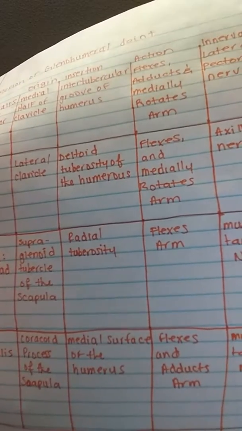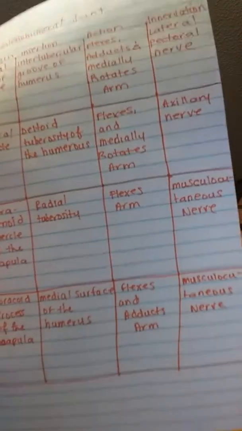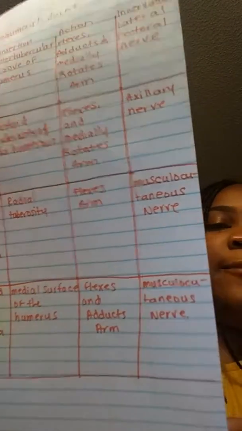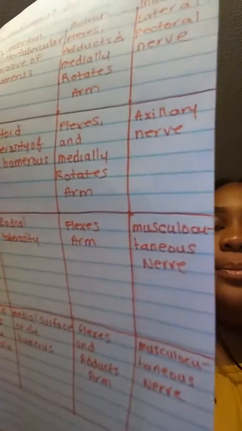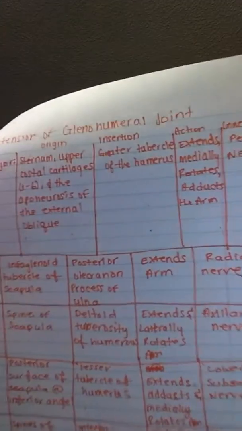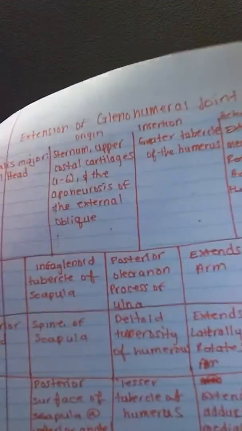Insertion is at the medial surface of the humerus. Actions include flexion of the arm and adduction of the arm, and innervation is also the musculocutaneous nerve. For extension of the arm at the glenohumeral joint, we have five muscles: the pectoralis major sternal head, triceps brachii, posterior deltoid, teres major, and latissimus dorsi.